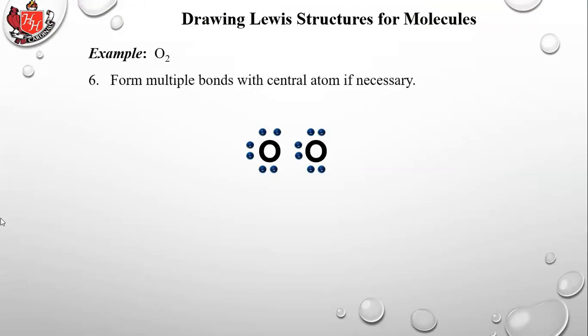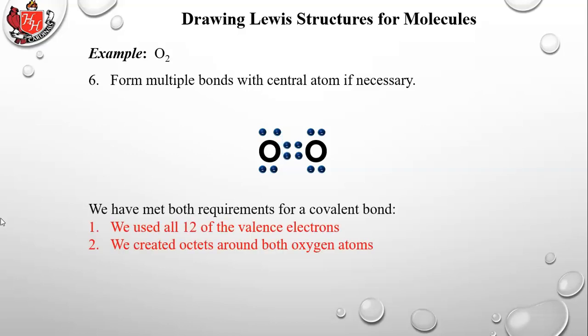Form multiple bonds with the central atom if necessary. Here we go. It's necessary in this case in order to give both an octet. So watch this. We're going to take that lone pair and put it in between. So we have met both requirements for a covalent bond. We used all 12 of the valence electrons and recreated octets around both oxygen atoms.